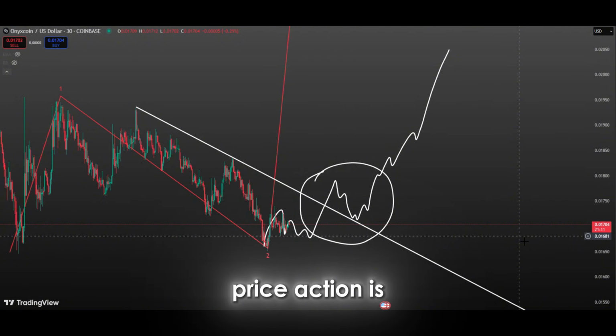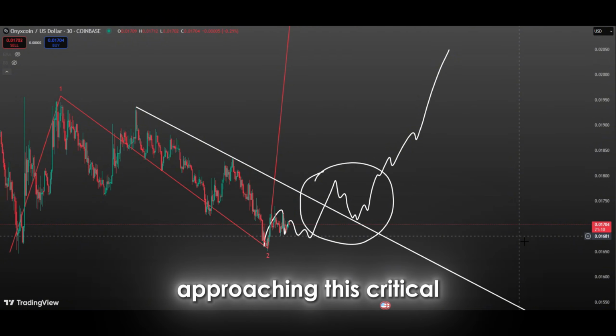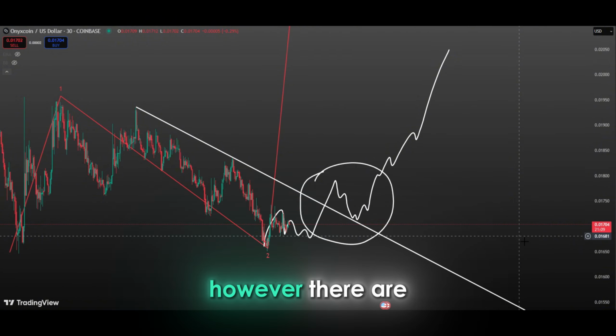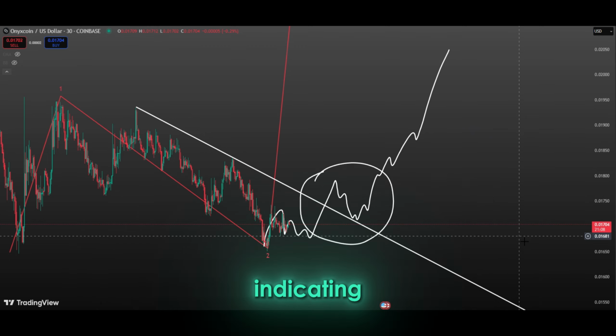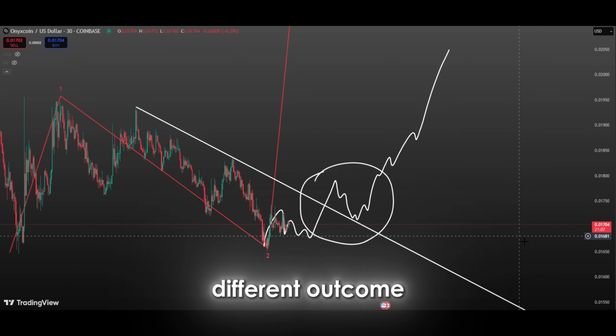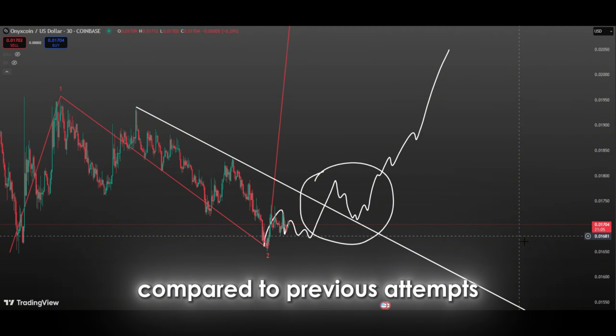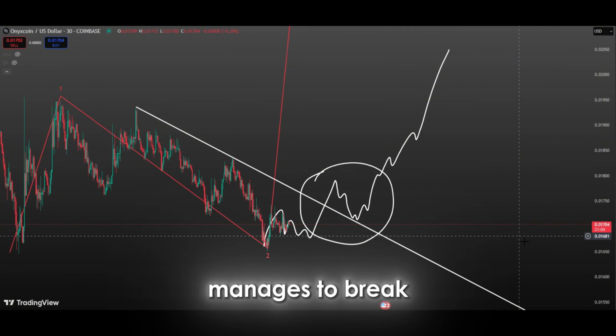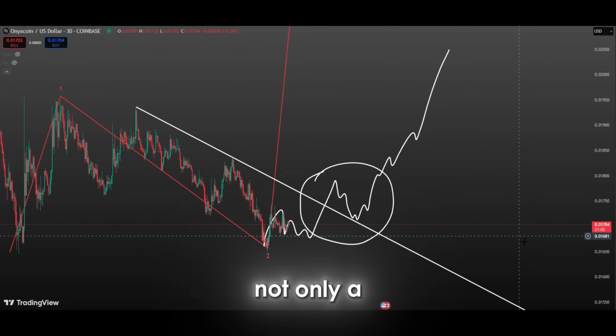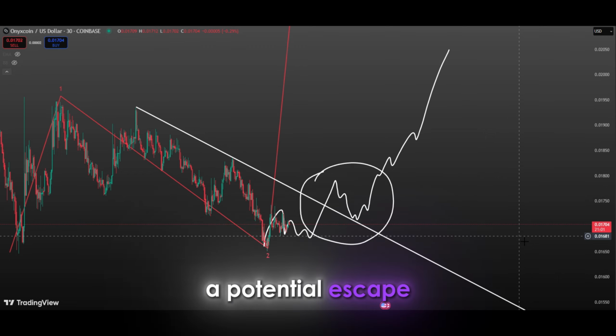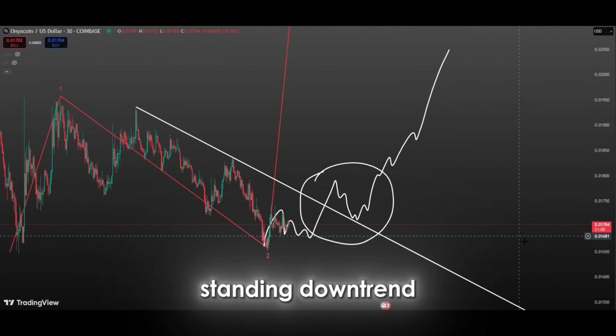At this point, price action is once again approaching this critical descending trend line. However, there are now some positive signals indicating that this test could produce a different outcome compared to previous attempts. If the price manages to break above this trend line with strong volume, it could signal not only a short-term rally, but also a potential escape from the long-standing downtrend.